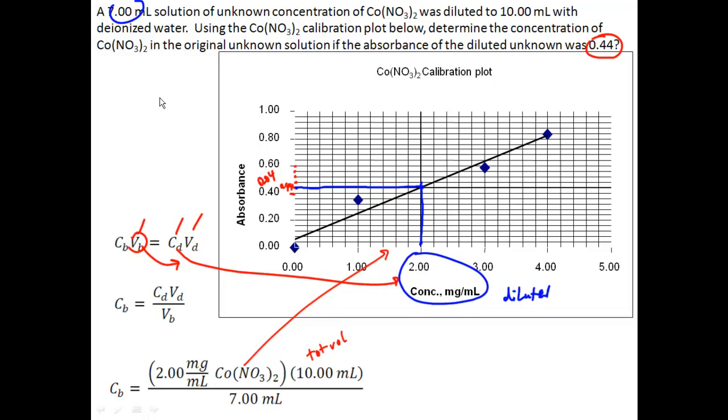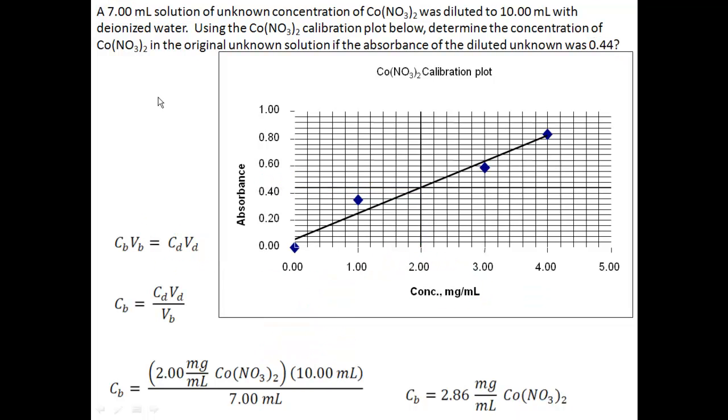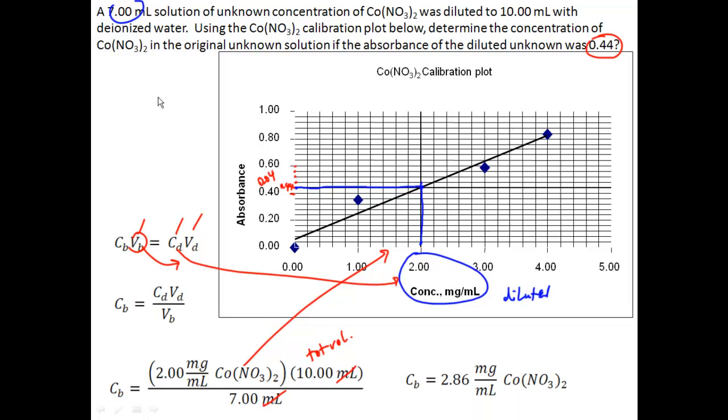Okay, divided by the volume of that bulk, which we took 7 mils and diluted it to 10. Multiply all that out, realizing that my units cancel. That's going to leave me in milligrams per milliliter, which in this case, the concentration of my bulk is 2.86 milligrams per milliliter of cobalt nitrate.